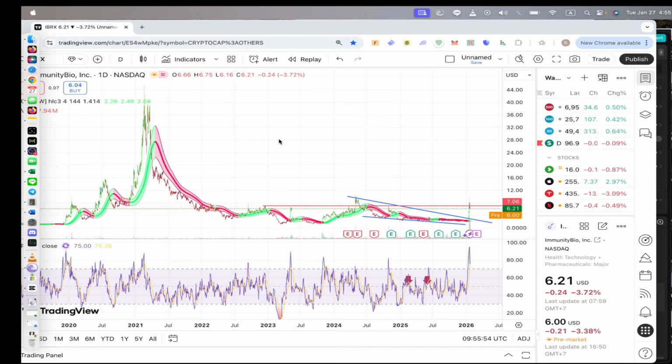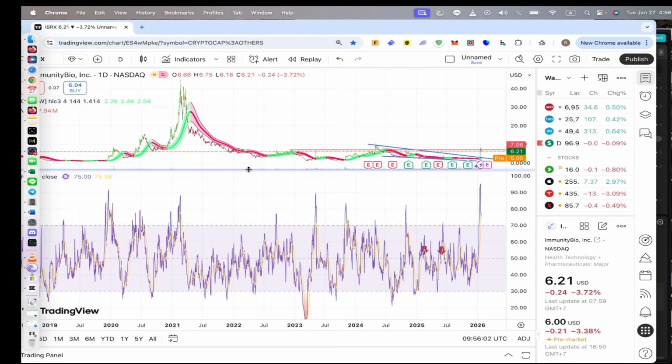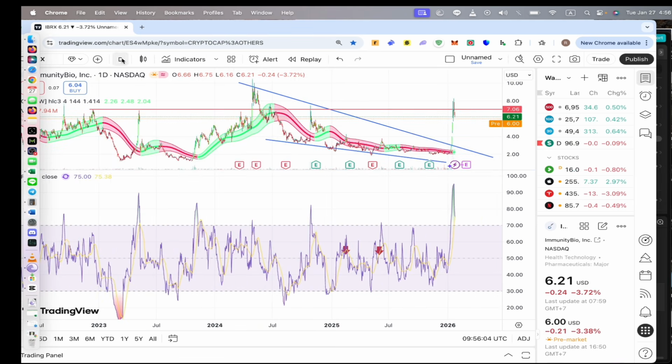So as you can see from this chart, this is a daily, and I'm going to use the 4-hour, the daily, and the weekly. I'm going to use these because the 4-hour is a very short-term time frame. Let's just go to that.